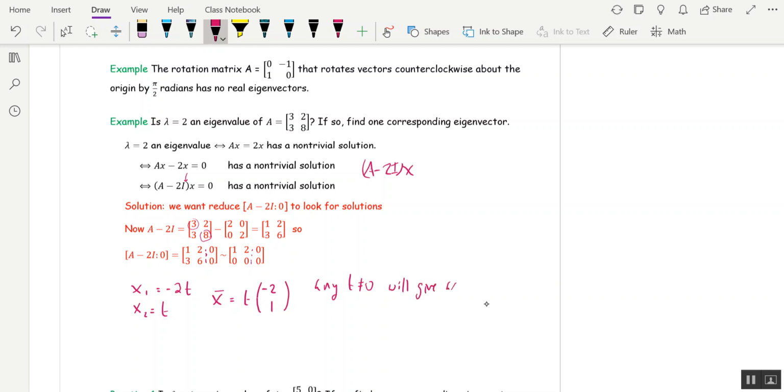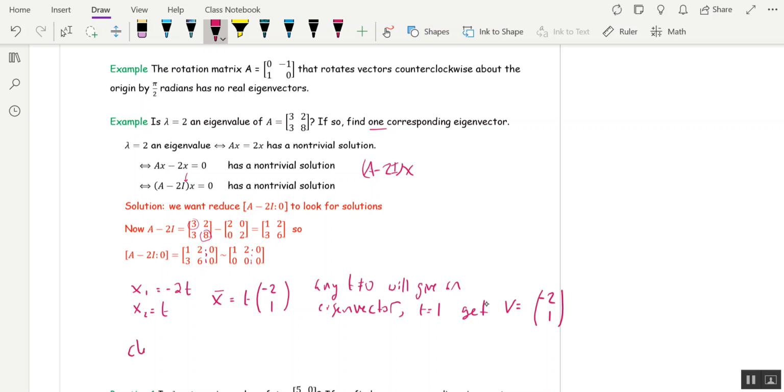So eigenvectors are not unique. Lambda equals 2 has infinitely many eigenvectors. Any t will give us an eigenvector. So let's take t equal to 1, because we were asked to find one corresponding eigenvector, not all of them. If we just want one, let's let v equal -2, 1.